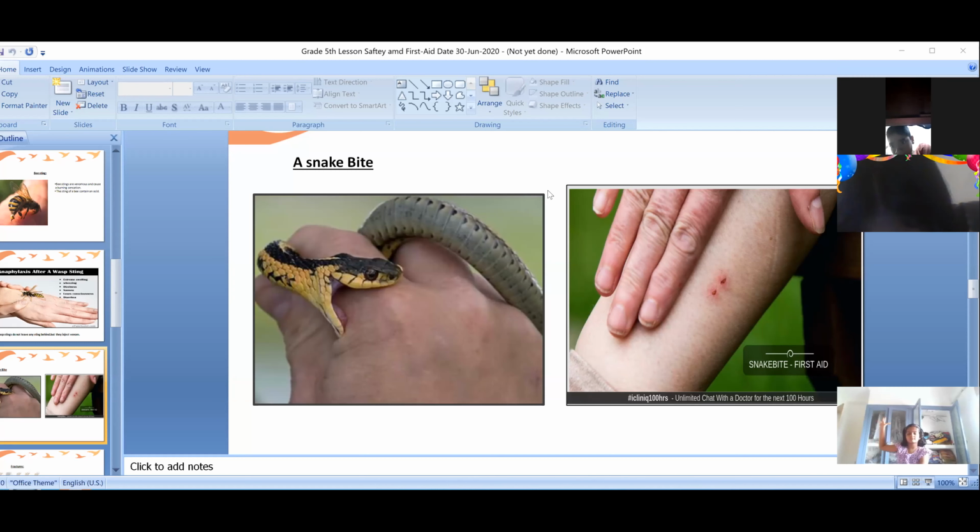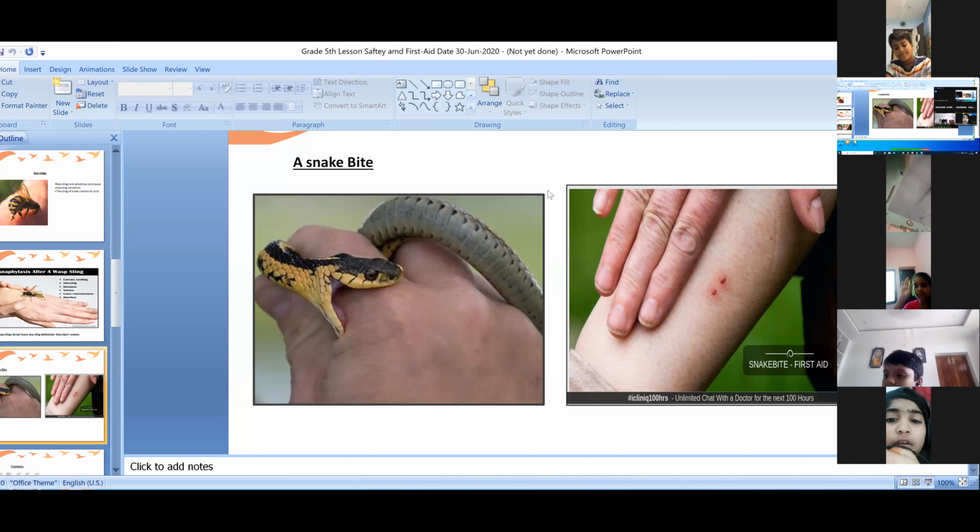So why are snakes very dangerous? Ma'am, if the snake bites, the poison will go in. Snakes have venom inside them. Snakes have venom. It is very dangerous. Snakes are very poisonous. Okay, children, so we have to rush to a doctor for a snake bite. Okay.